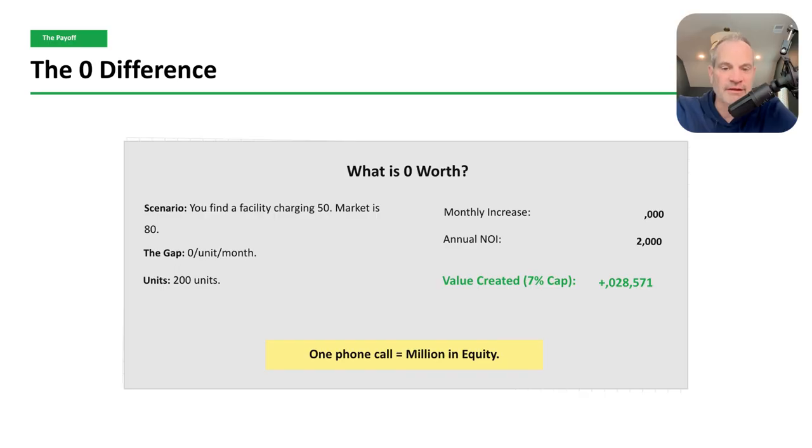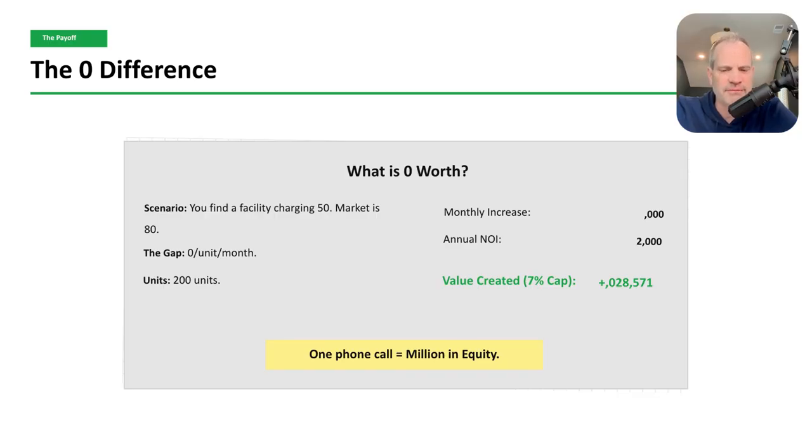So stop looking at the current rent roll and start looking at the potential rent roll. The difference between what they are charging and what the market will bear is your value add. That difference is pure profit, and you can start capturing it after closing. How we do that is by raising the revenue per square foot by just a few cents.